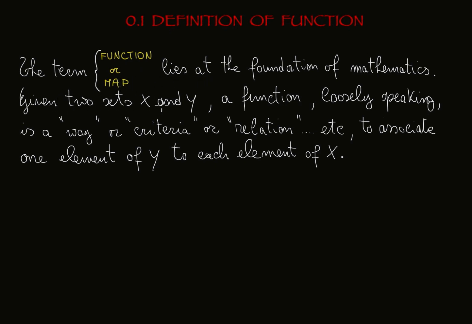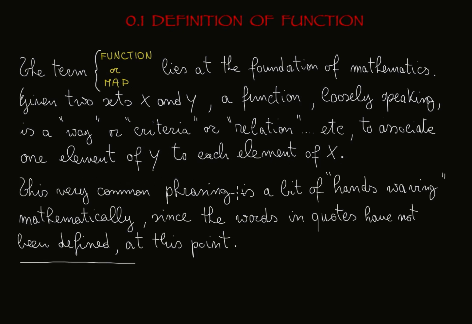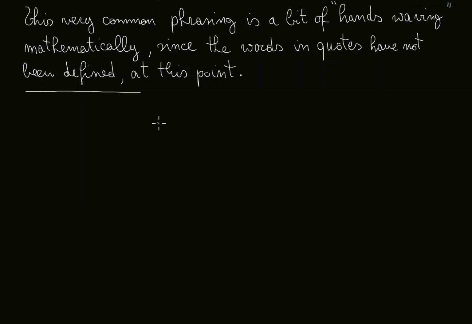Given two sets x and y, a function, loosely speaking, is a way or a criteria or a relation to associate one element of y to each element of x. This very common phrasing is a bit of hand waving mathematically, since the words in quotes have not been defined at this point. The association of elements of x to elements of y usually is indicated in the following way.